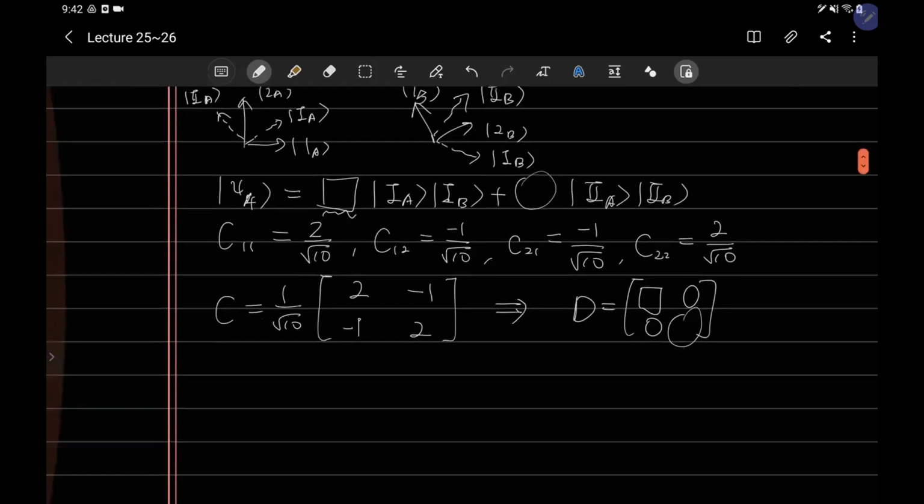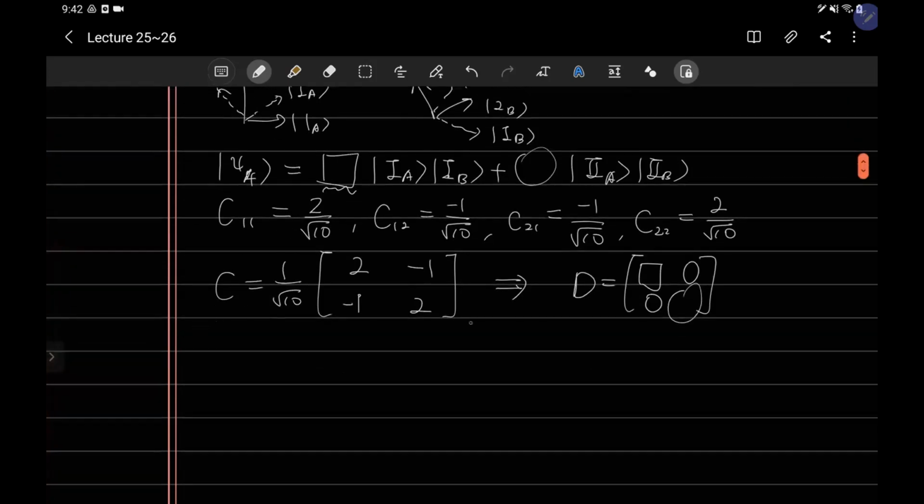And if you note that this matrix is Hermitian, then you learn that in principle any Hermitian operator can be changed into the diagonal shape. So that's what I'm going to do in today's lecture.